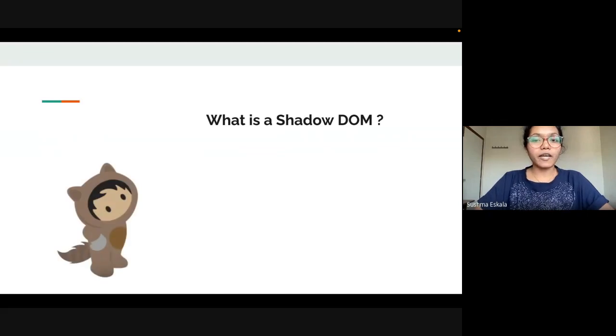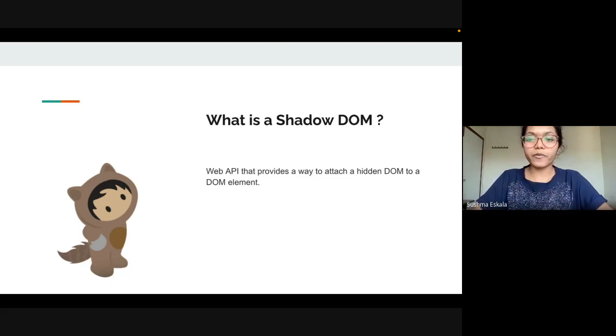So what is a Shadow DOM? Before we even know about Shadow DOM, let's understand what a Lightning Web Component is. A Lightning Web Component is a web component which helps us design the forms or any UI that we want, and these web components internally follow the Shadow DOM model. A Shadow DOM is a web API that provides a way to attach a hidden DOM into the DOM element. I can explain this better in our next slide.